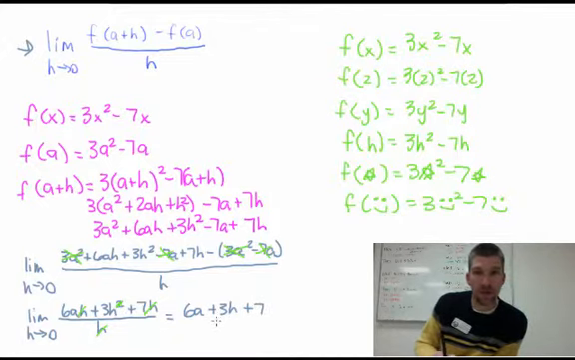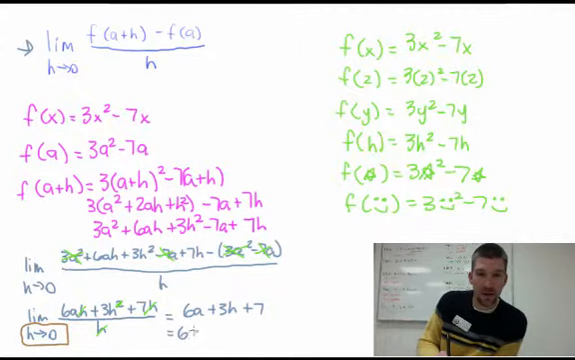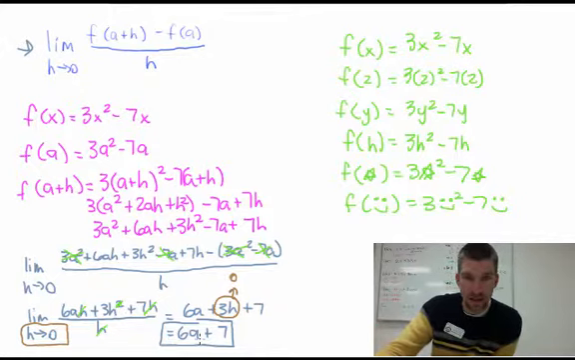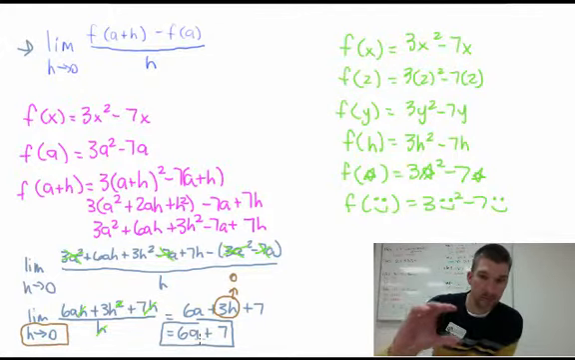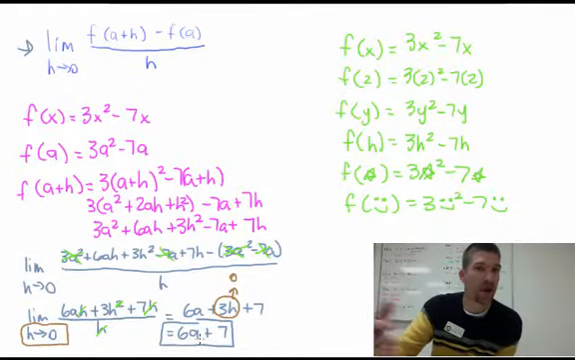Then when I look at my limit, I put 0 in for h, because that's what we want h to approach. So when I put 0 in, I'm going to have 6a plus 3 times 0, so that term goes to 0, so it's gone, and then plus 7. So right here is your derivative, and you're going to have a question just like this on your test. So see if you can work this problem out on your own, and then try again with the one from your review and see if you can get the right answer.